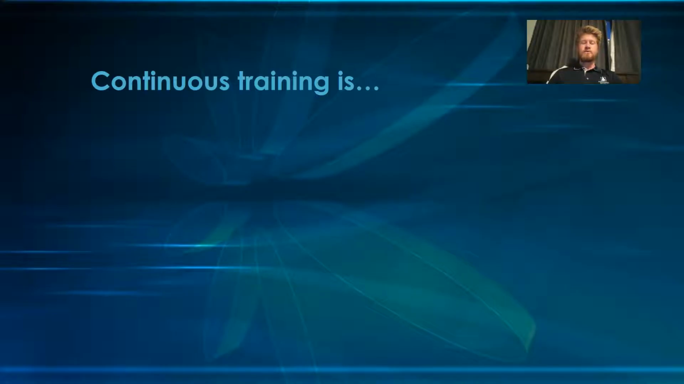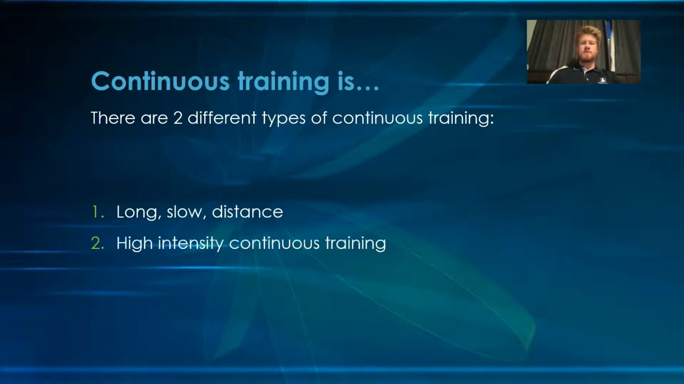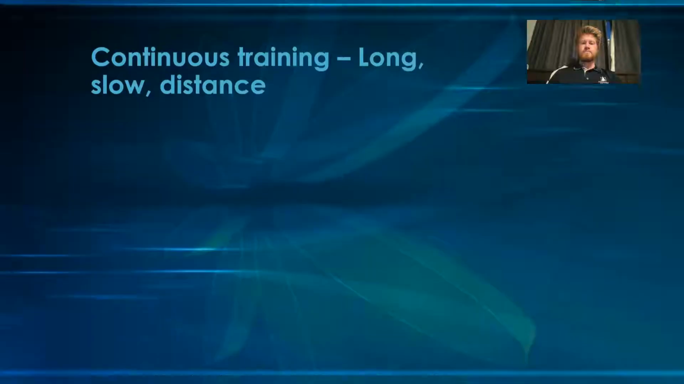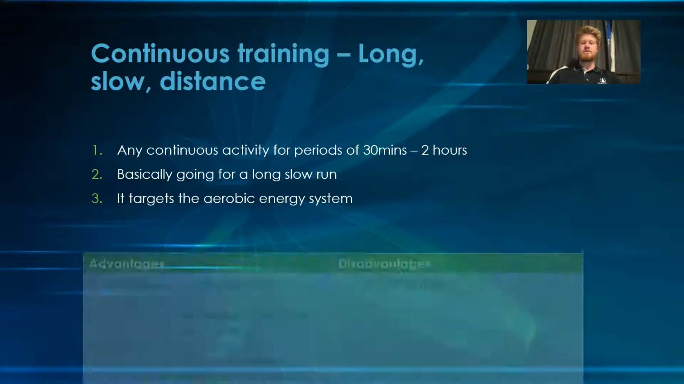Okay, now we're moving on to continuous training. There are 2 different types of continuous training. The first is long slow distance. The second is high intensity continuous training. Long slow distance training. Any continuous activity for periods of 30 minutes to 2 hours approximately. Could go longer though. Basically it's going for a long slow run, a long slow swim, a long slow cycle, okay? And it targets the aerobic energy system, cardiovascular endurance.